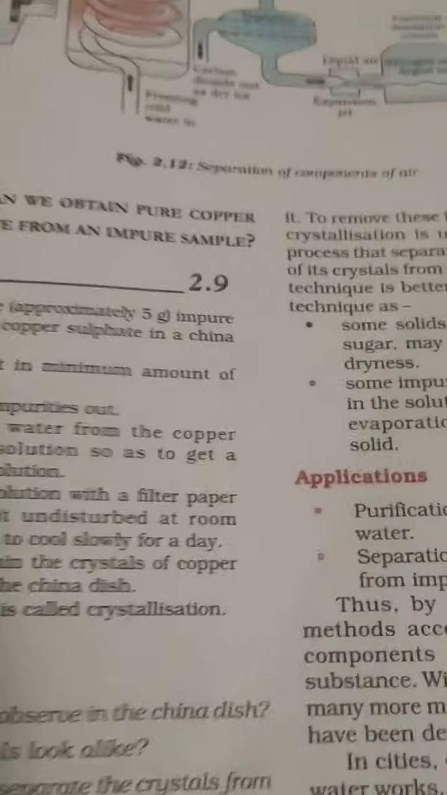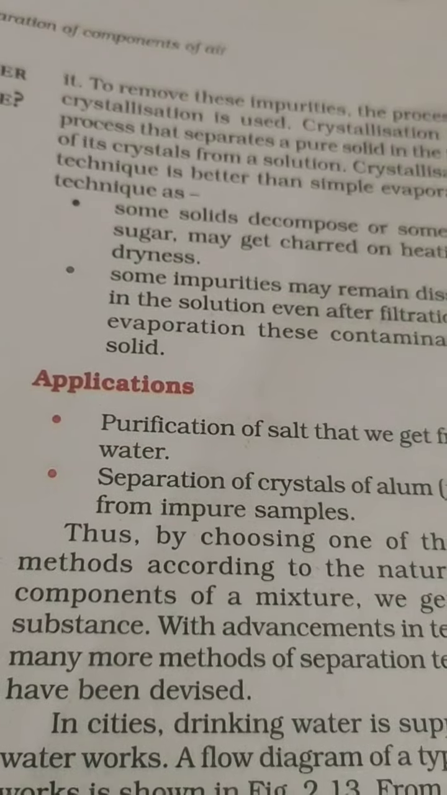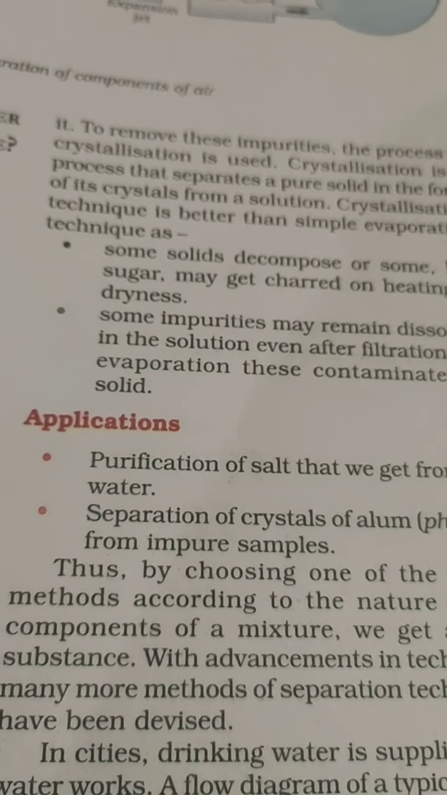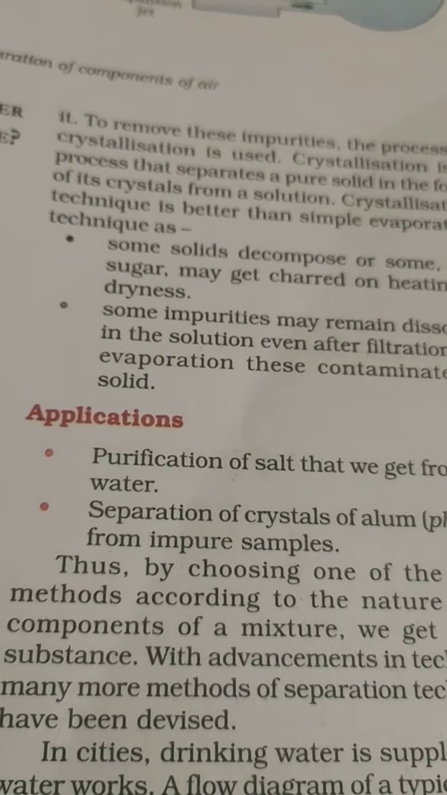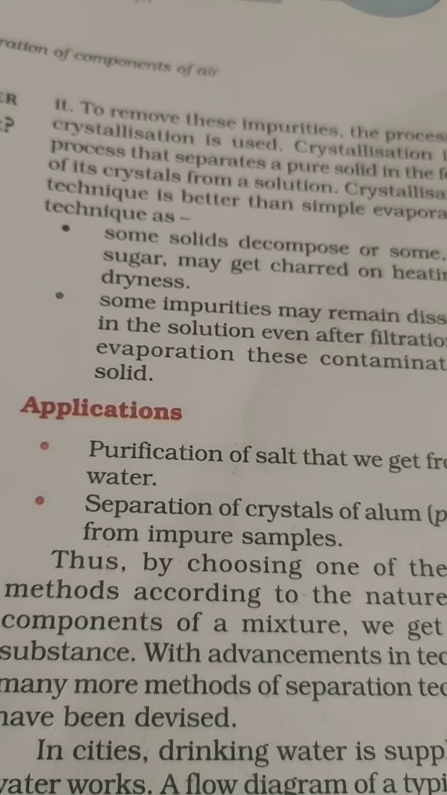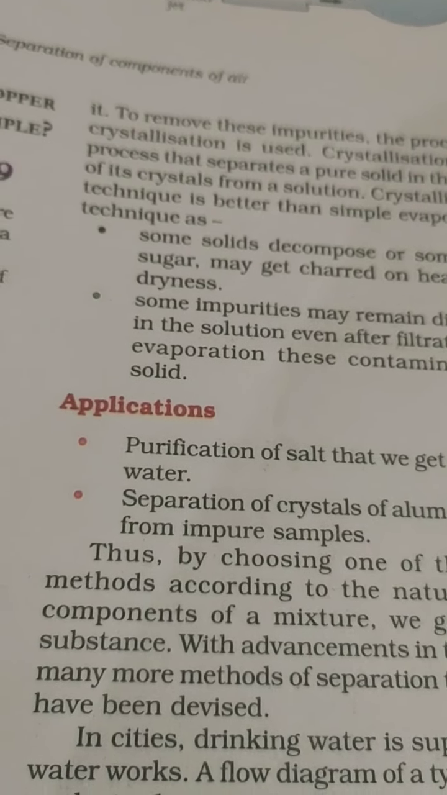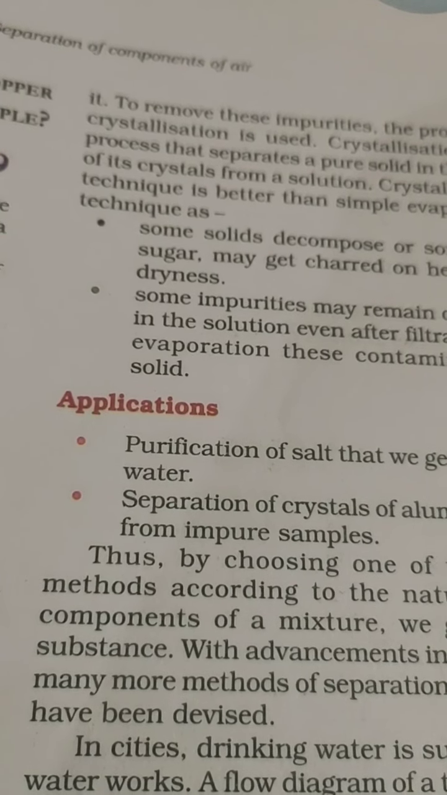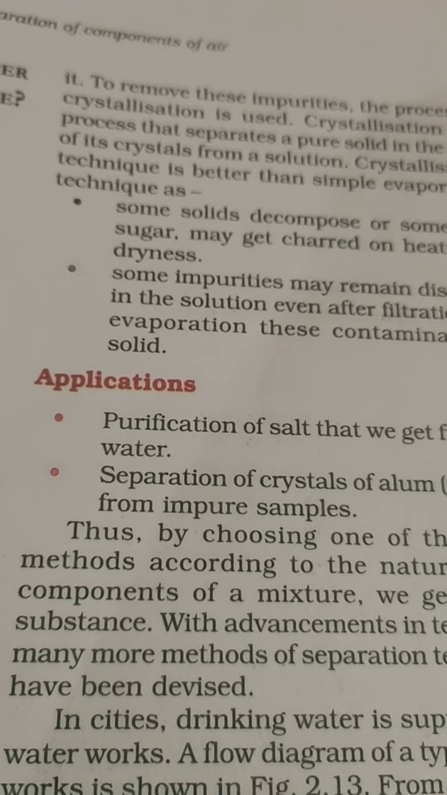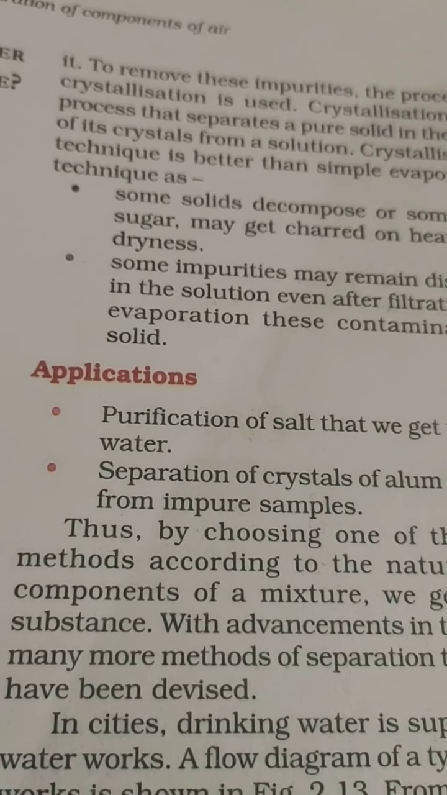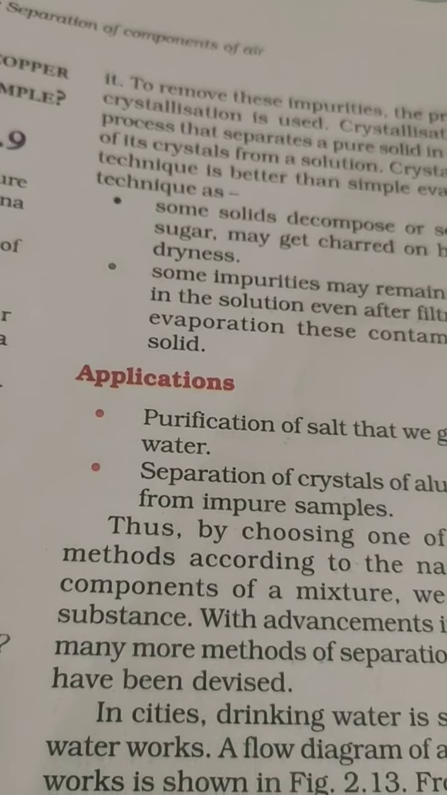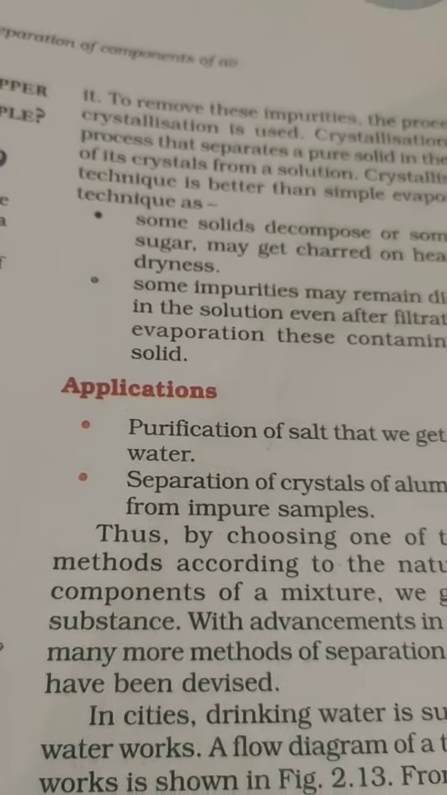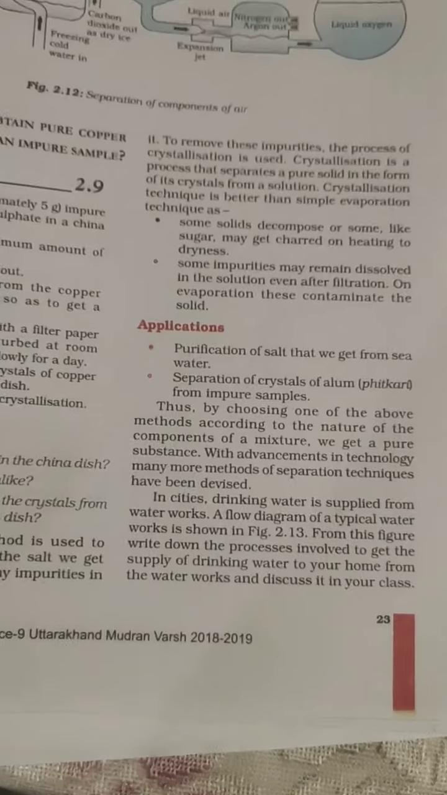We can also perform evaporation, but in evaporation the solid impurities are not removed. Those impurities get removed by crystallization. Also, sometimes evaporation causes dryness. In the case of some solids like sugar, it decomposes and gets charred, turning reddish in color and dry due to evaporation. So evaporation is not a useful method in every case. When evaporation does not help, we can use a technique called crystallization.